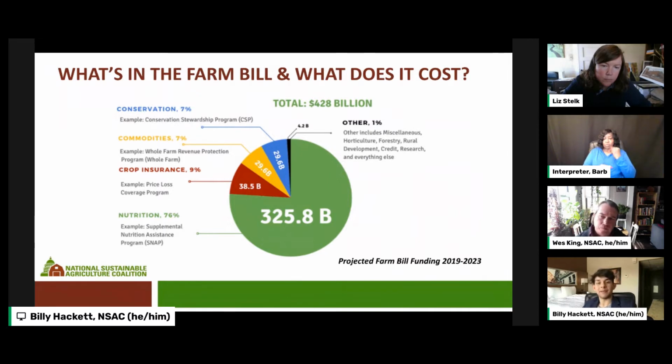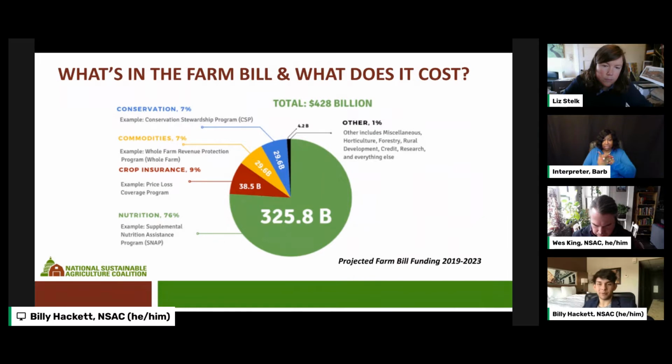So again, think about the Supplemental Nutrition Assistance Program, or SNAP. About $38.5 billion of those dollars, or 9% of total Farm Bill funding, went towards crop insurance in the previous cycle. That includes price loss coverage, multi-peril insurance programs, whole farm revenue, and many other types of insurance. There are commodity programs, and that includes ARC and PLC, that make up 7% of total Farm Bill spending.